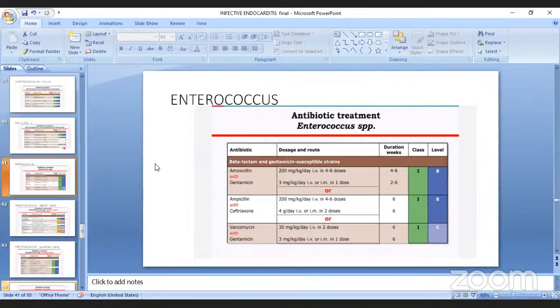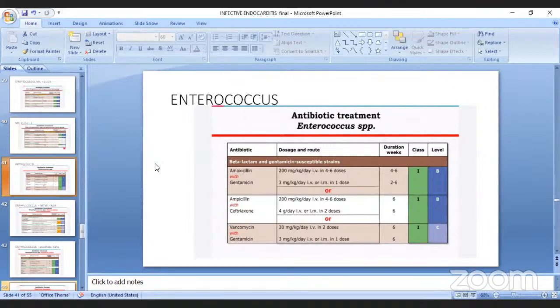And we know that it is most commonly found in the genitourinary tract. Okay, now what is the thing that you have to remember? You have to remember that Enterococcus cannot be treated with penicillin alone. Why? As I told you before, the treatment is very difficult, because the penicillin group of drugs will inhibit the bacteria, but they will not kill it.